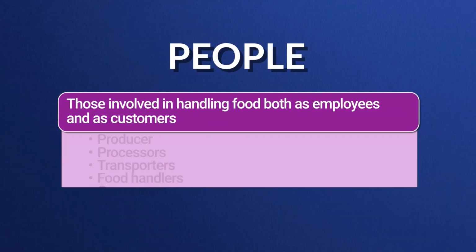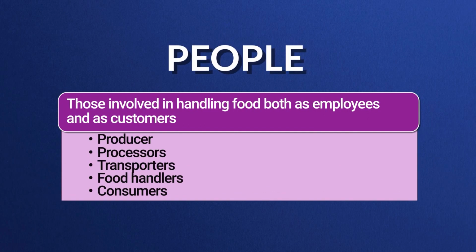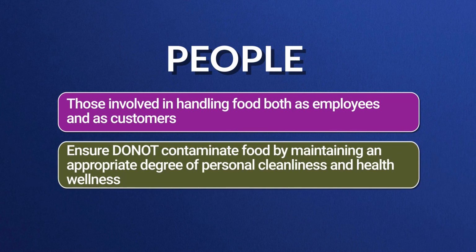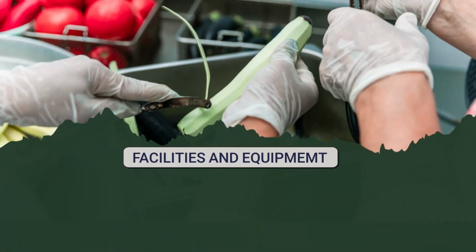The next is people, those who are involved in handling, both as an employee and as a customer, that is producer, processor, transporters, food handlers, consumers. They should not contaminate the food, by maintaining an appropriate degree of personal cleanliness and health wellness. So when these people are involved, producers, processors, their personal cleanliness and health should be okay. Next is facilities and equipment.